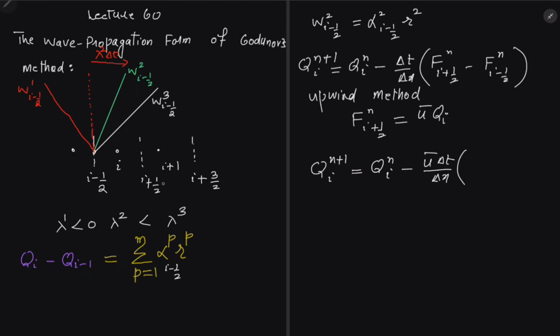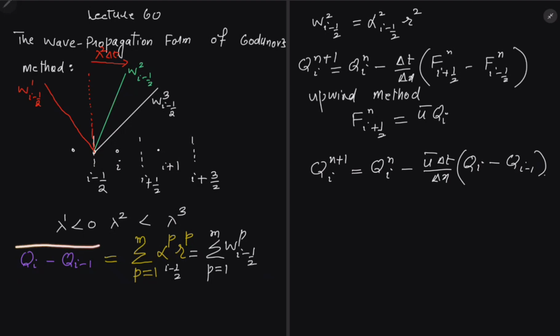What should be the value at I plus 1/2? Yes, it should be Qi. Minus, at I minus 1/2, we have Qi minus 1. As we saw, this Qi minus Qi minus 1 is equal to alpha and r, and this is equal to W at I minus 1 by 2. So we can write it as the sum over p from 1 to m of Wp at I minus 1 by 2.